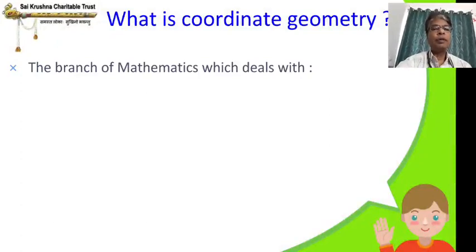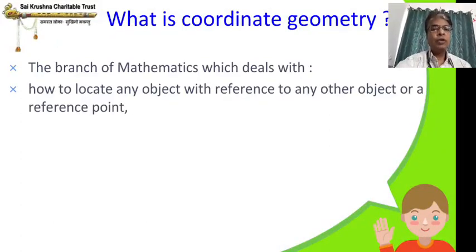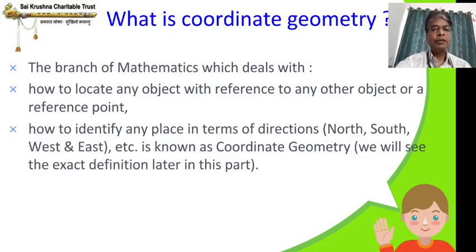So what is coordinate geometry? The branch of mathematics which deals with how to locate any object with reference to any other object or a reference point. I will explain further. How to identify any place in terms of directions, north, south, west and east, etc. is known as coordinate geometry.